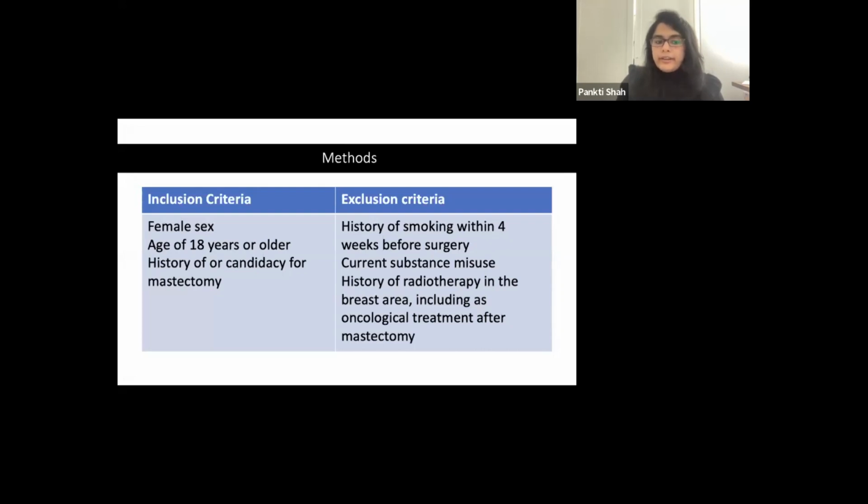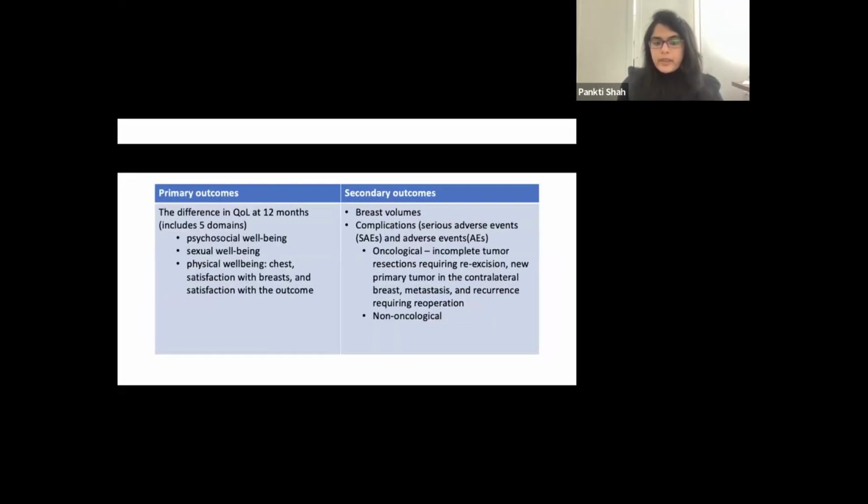Inclusion criteria were female sex, age of 18 years and older, and history of or candidacy for mastectomy. Exclusion criteria included a history of smoking within 4 weeks before surgery, current substance misuse, and history of radiotherapy in the breast area, including as oncological treatment after mastectomy.